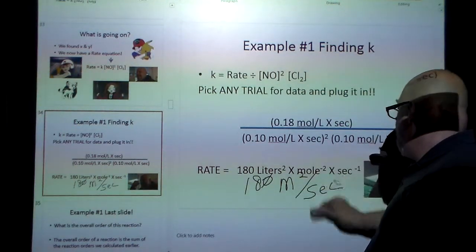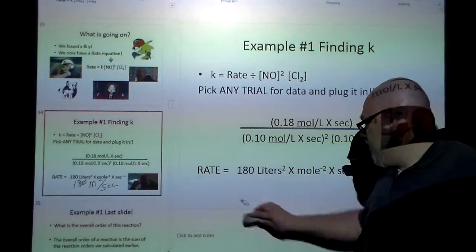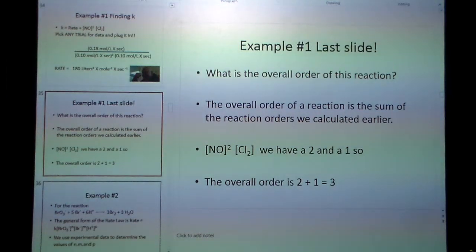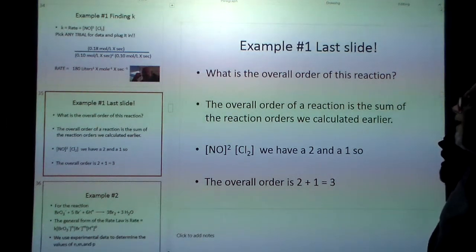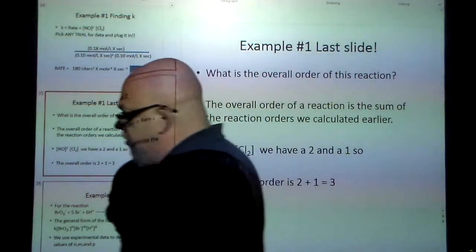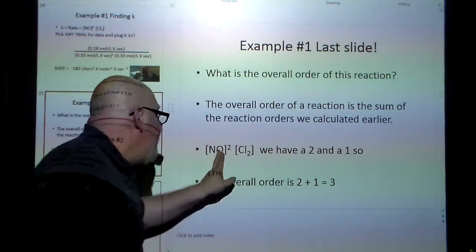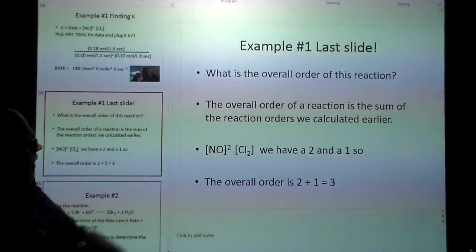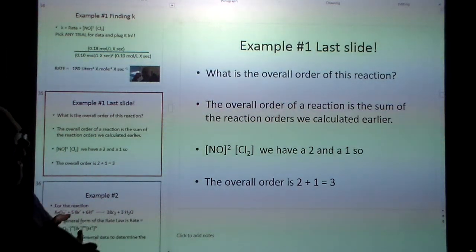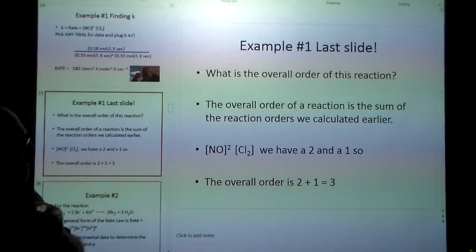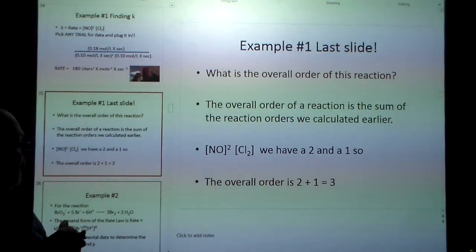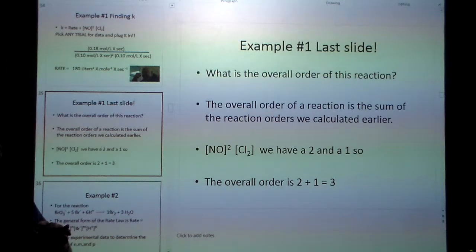Now, we have one more slide to go through. We're looking at, what's the overall order of this reaction? The overall order of the reaction is the sum of the reaction orders that we calculated earlier. You might remember that. Here we have NO squared, which we calculated earlier, and the concentration of Cl2, which we also calculated earlier. So we have a 2 and a 1. The overall order is 2 plus 1 is 3. That's it. It's a third order reaction.